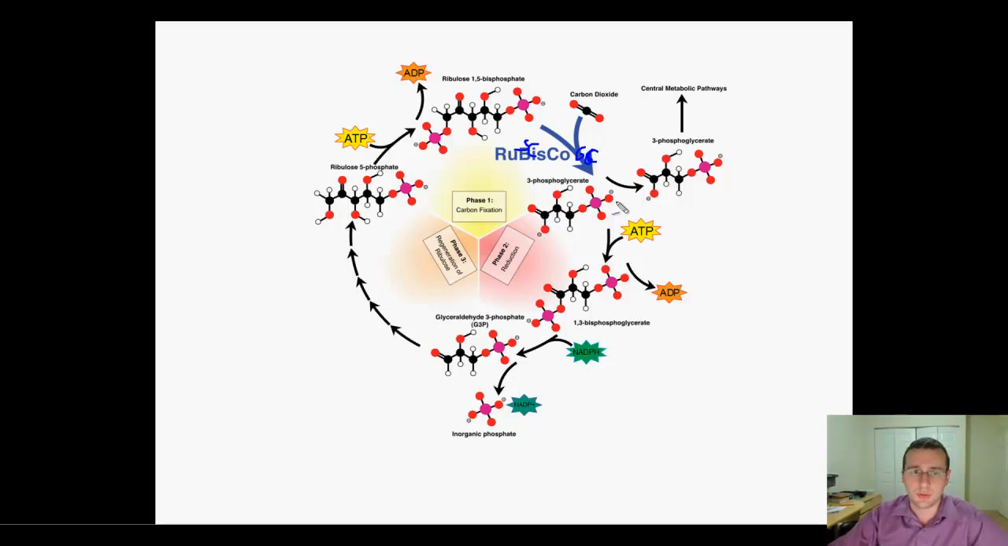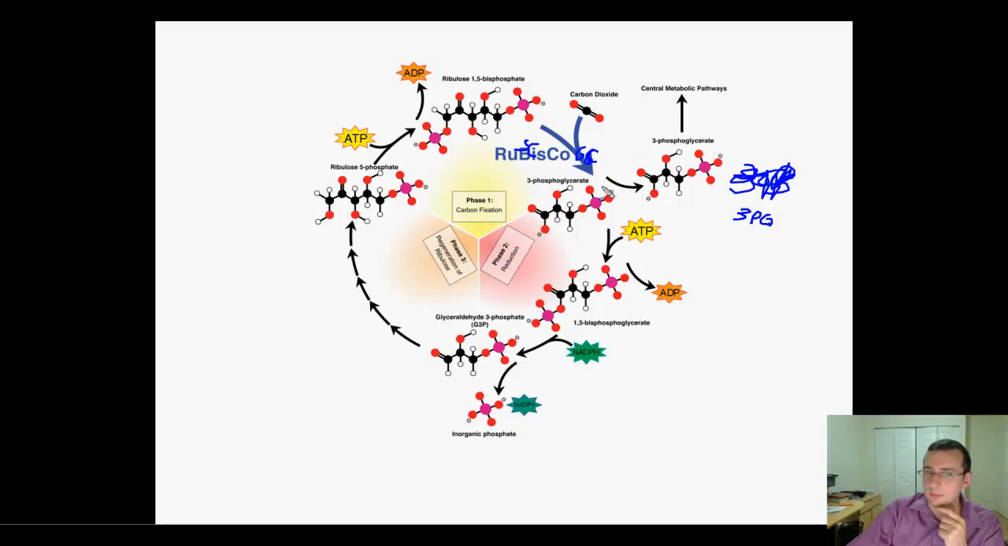But this 6-carbon molecule is a little bit unstable and it can't survive very long, so almost immediately it splits up into 2 molecules called 3-phosphoglycerate, abbreviated 3PG. Now, these 3PG molecules do have a phosphate group in them because Rubisco has a phosphate group in it.